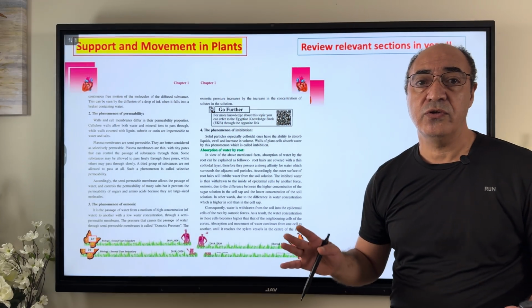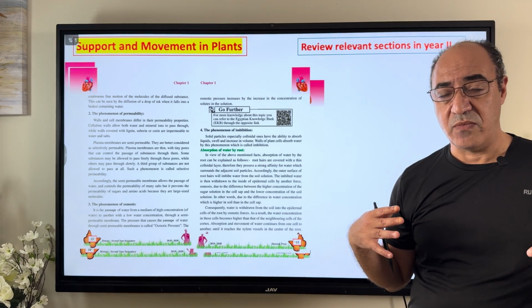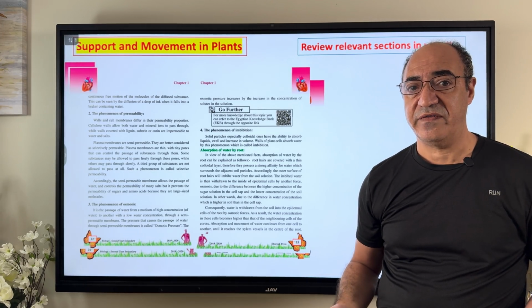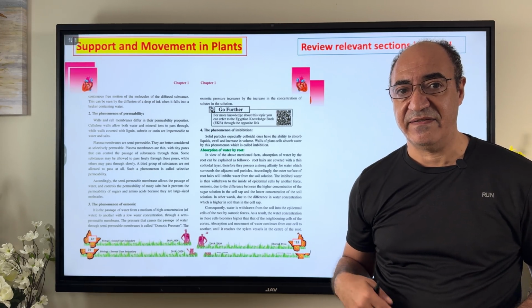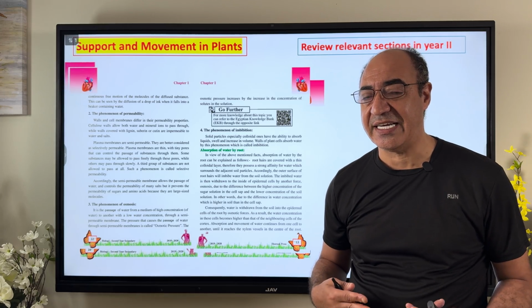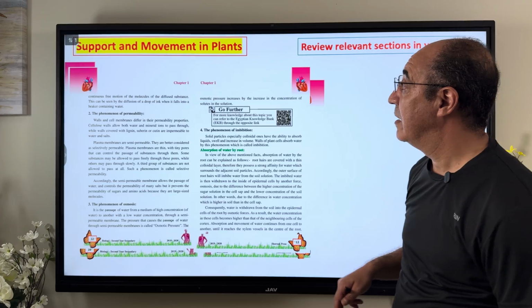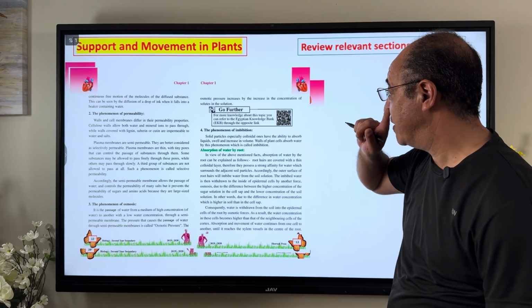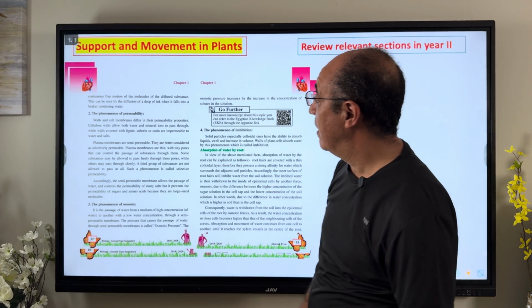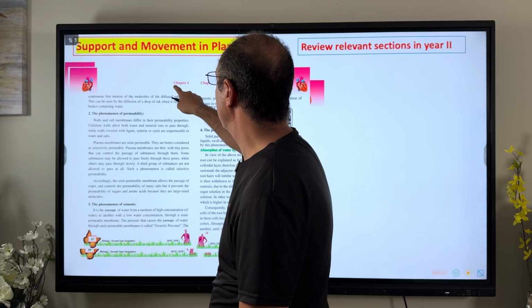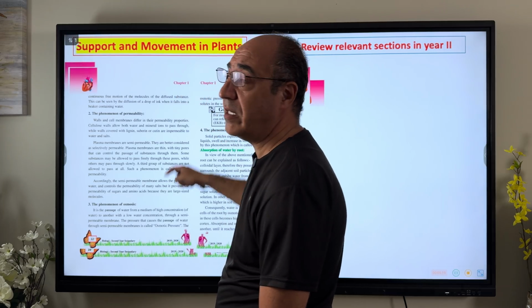So what I want you to do, to take most advantage of what we will be discussing, is to refresh your memory about what you covered in the first and second year. Particularly second year is very relevant to this topic of support and movement in plants. So I've taken some snapshots from some of the pages in your textbook. I want you in particular to focus on chapter 1 and chapter 2.